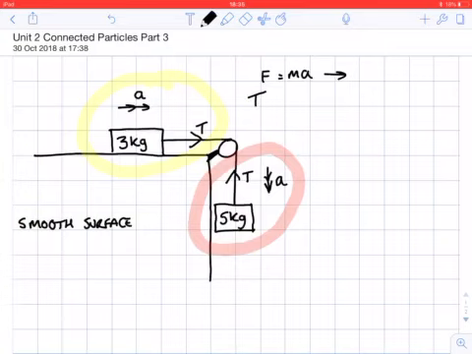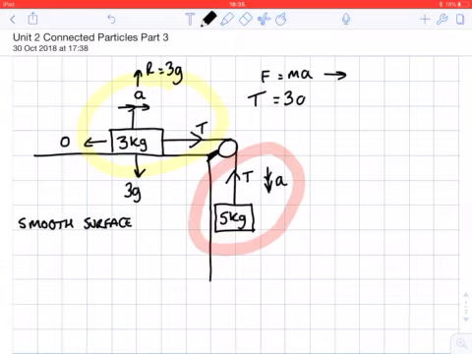Now, because this is a smooth surface, there's actually no force acting, holding it back, because the surface is perfectly smooth. It will move without resistance. If you wanted to be ultimately very accurate about how this diagram should be drawn, you would obviously have your 3g towards the centre of the Earth acting downwards, and you'd also have a reaction force of 3g acting back up as per Newton's laws of equal and opposite reactions. But neither of those are acting in the direction of travel, or in where we're resolving F equals ma. So F equals ma will just be T is equal to 3a.